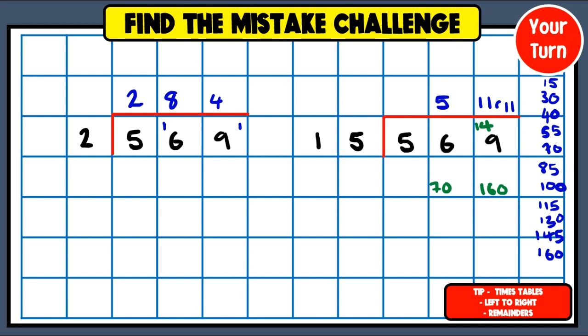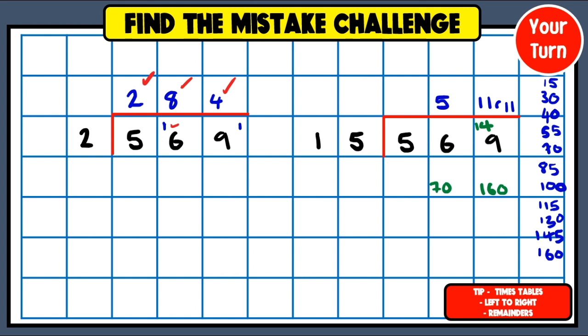Okay, let's have a look at some answers then. All right, first one, how many times does 2 go into 569? Okay, how many times does 2 go into 5? It goes in twice, so that's correct, with a remainder 1 there. Well done. How many times does 2 go into 16? It goes in 8 times. That's also correct. So next, how many times does 2 go into 9? It goes in 4, which is correct.